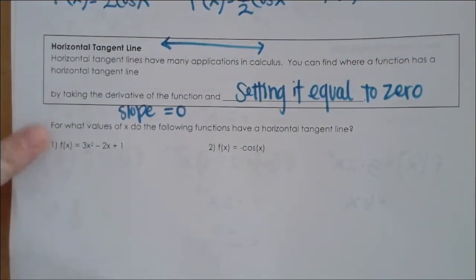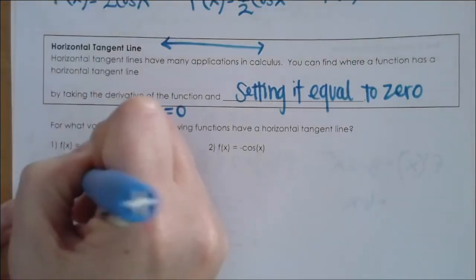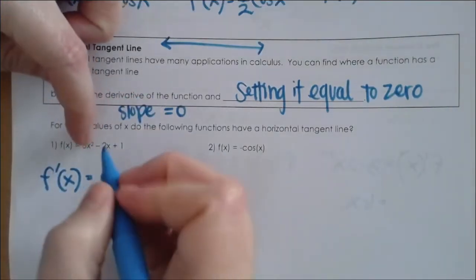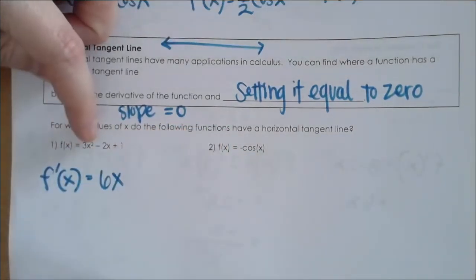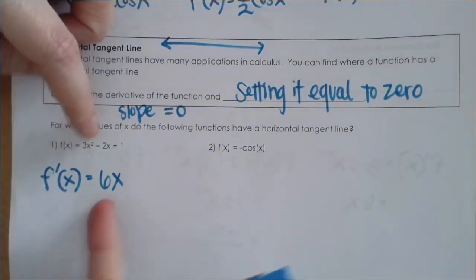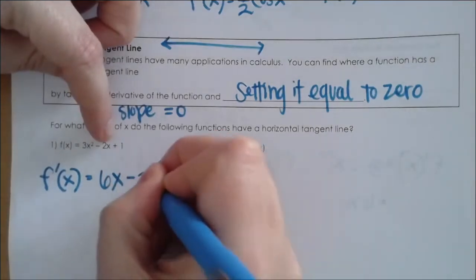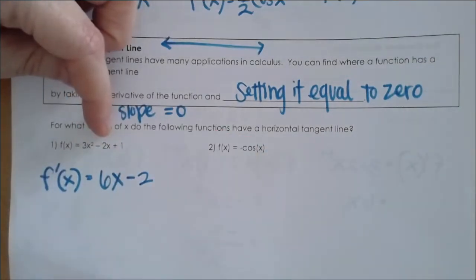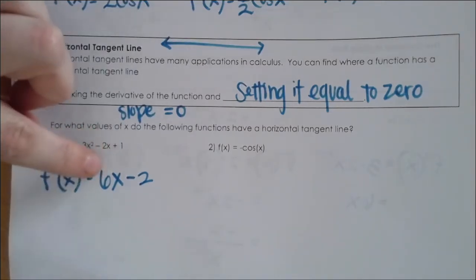Okay, so let me show you how this works. For what values of x do the following functions have horizontal tangent lines? Well, take the derivative first, because derivative is slope. So 3x squared. The 2 comes to the front. 3 times 2 is 6. x, bring the power down by 1. 2 minus 1 is just 1. Next up, we have negative 2 times the power of 1, so that's still a negative 2. And then x to the power of 0, that's just 1, so that's gone. And then the derivative of a constant is 0. That's gone. So this is our derivative right here.